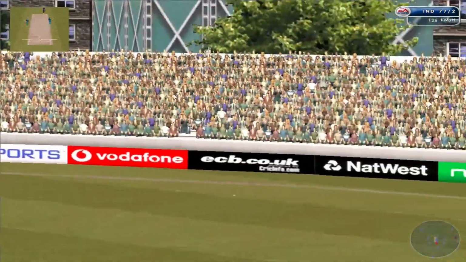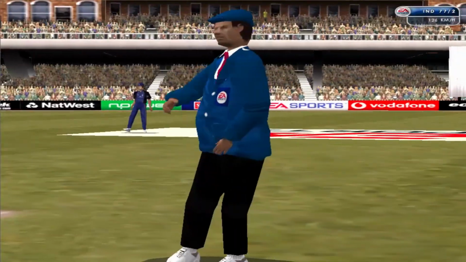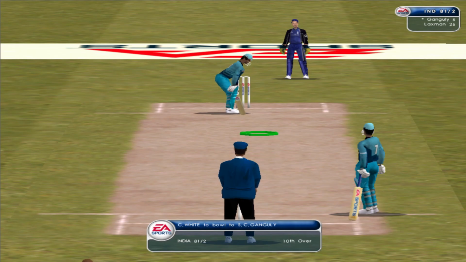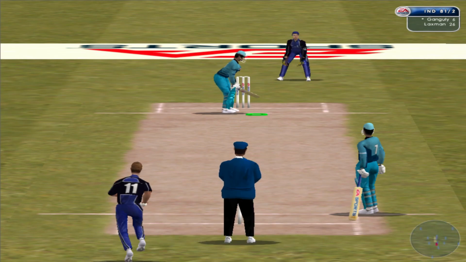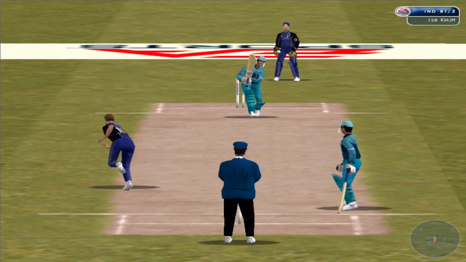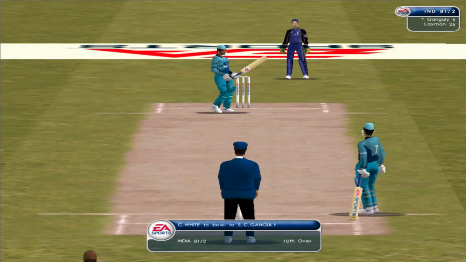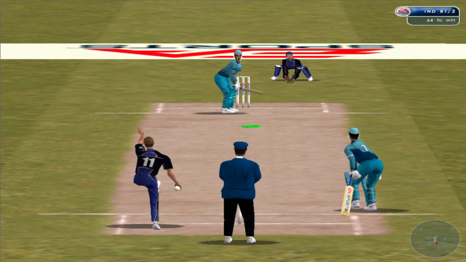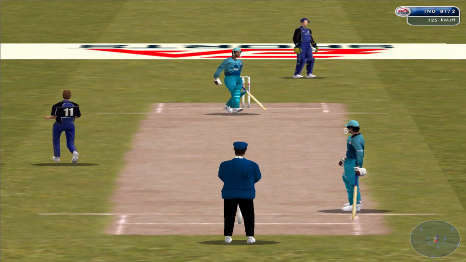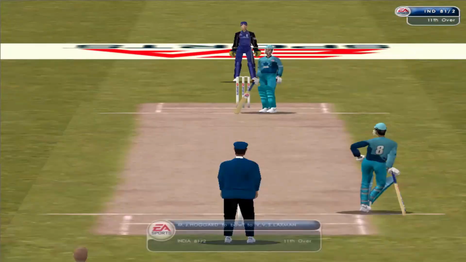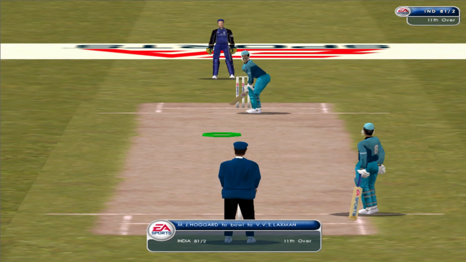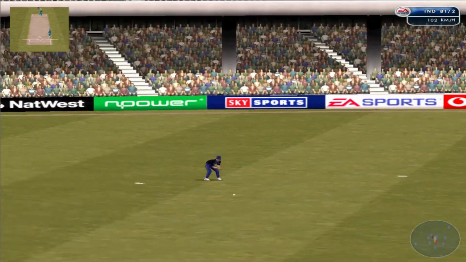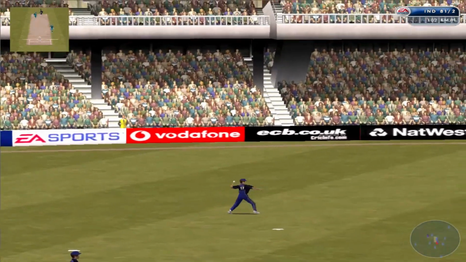Long hop and dispatched for 4. That's the first boundary for England. That's the end of the 10th over. Hoggard to begin a new over. The required run rate is looking more and more out of reach here. Not timed perfectly, but they'll get some runs anyway.